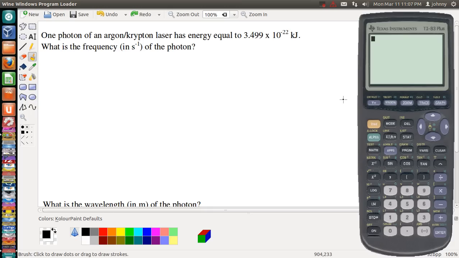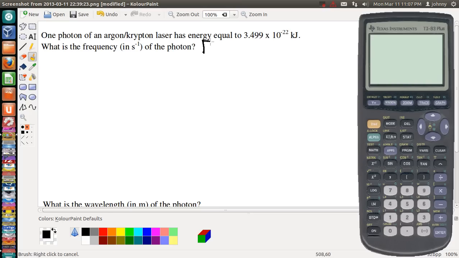As you read the problem, they mention photons. In the reading you see here, it says one photon of argon and krypton laser has energy. So they mention photons, they mention energy, and then they talk about frequency of the photon. Sounds like a little bit of Planck's constant. So we're actually going to use the equation that involves the energy of a single photon. Let's go ahead and write that equation down so we have it ready and available to us.